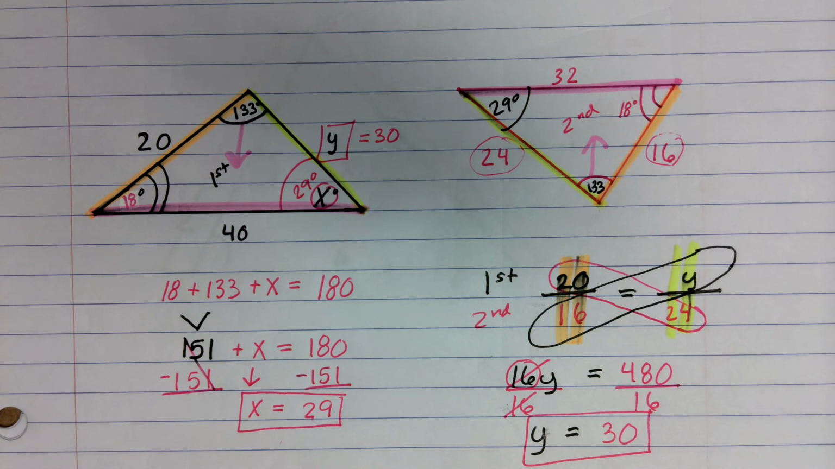And that's how you solve for a missing angle on similar triangles, and how you solve for a missing side measure of a triangle that is similar.